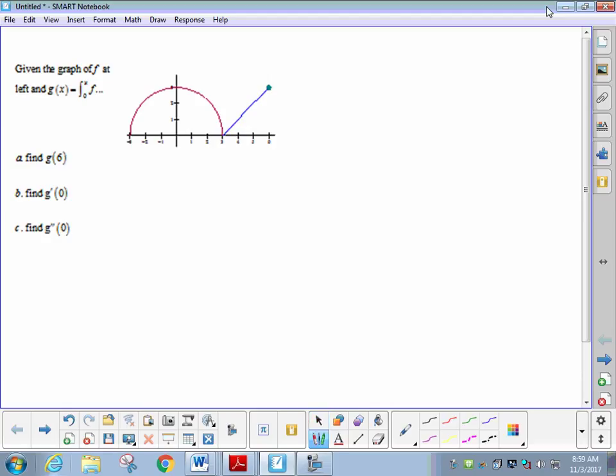Give me a way to think about G or describe G. G is what?